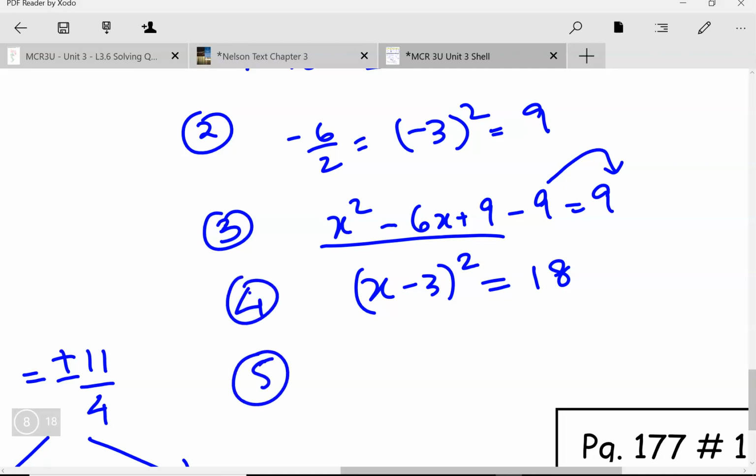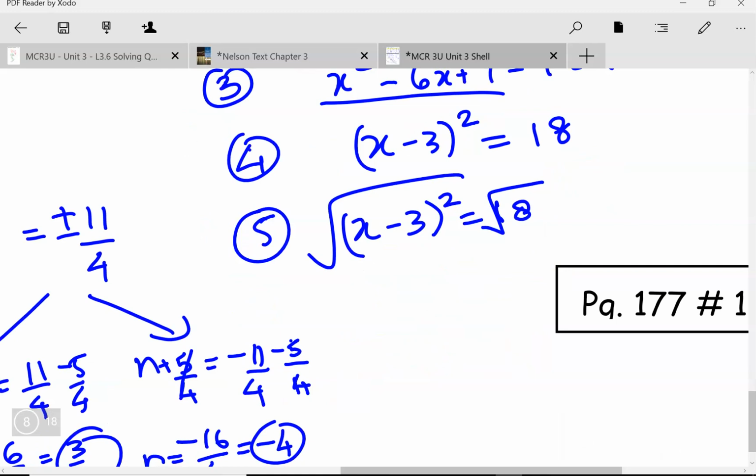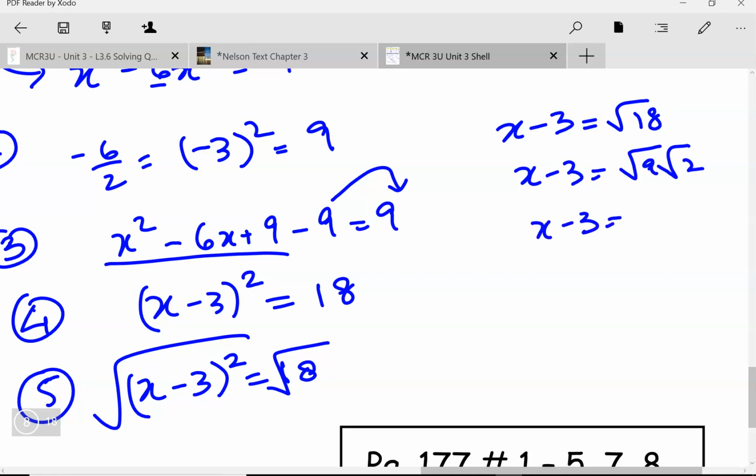Step 5 would be taking the square root of both sides. So I'm left with, I'm going to continue over here, x minus 3 equals root 18. Before I continue, I am going to convert it into a mixed root, because I know this is root 9 times root 2, which is actually 3 root 2. Don't forget the plus or minus that goes there.